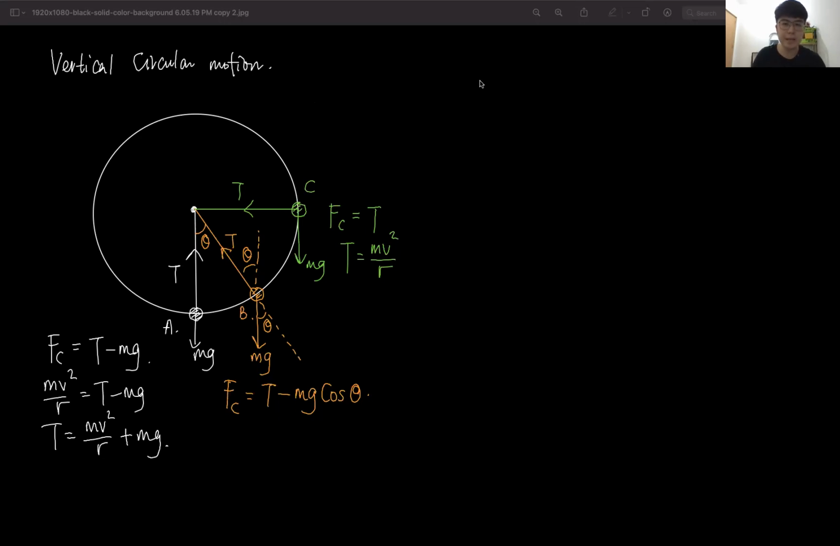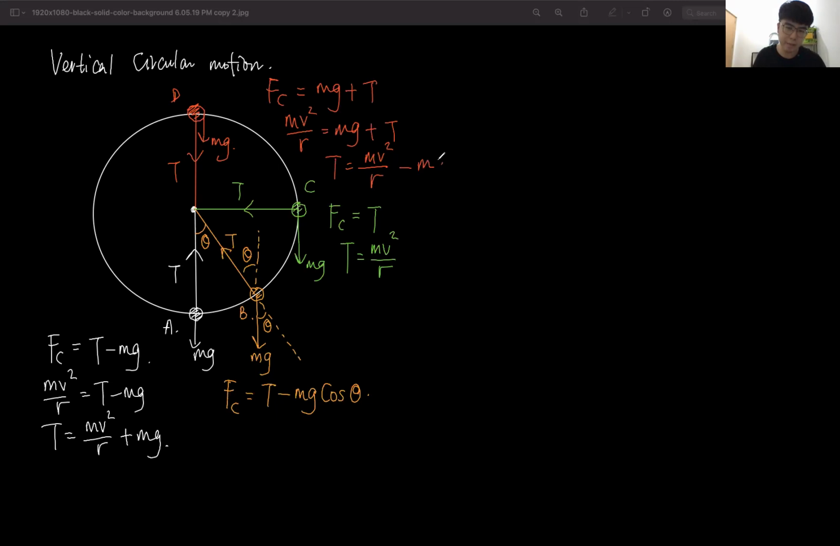And the last point that we take is at the top of the circle. Again, my tension is inward, but the mg is also in the same direction, downward. So the resultant force at point D: Fc equals mg plus tension. So mv squared over r equals mg plus tension. So at the top, I can write it as tension equals mv squared over r minus mg.